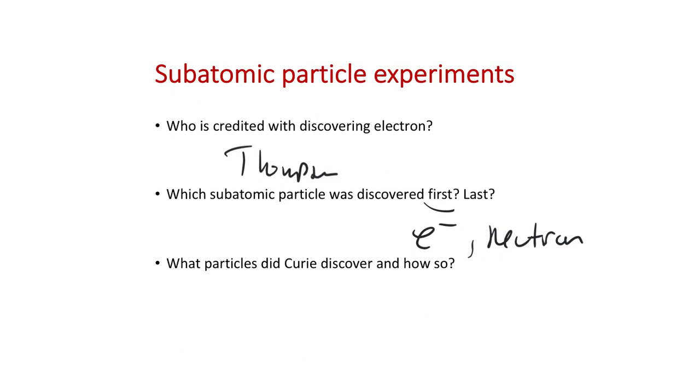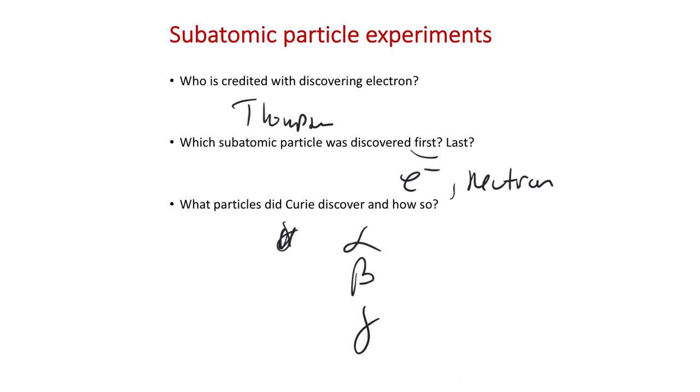What particles did Curie discover? The radioactive pathways: the alpha ray, the beta ray, and the gamma ray, high energy light. Beta ray was the electron, alpha ray is the helium nuclei.